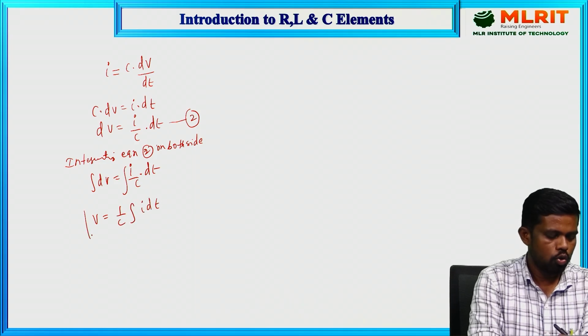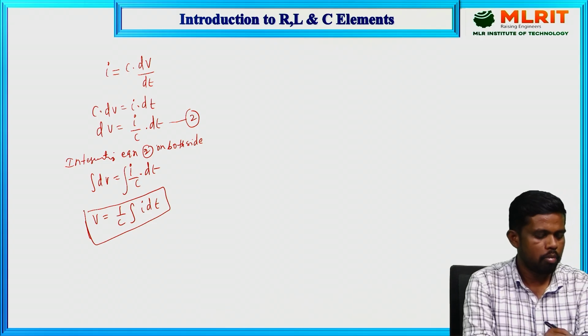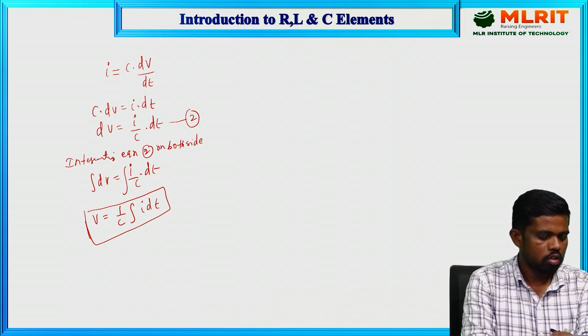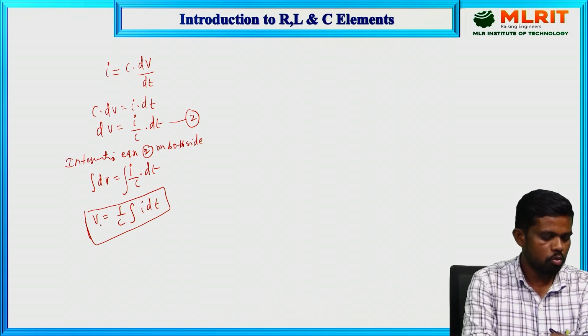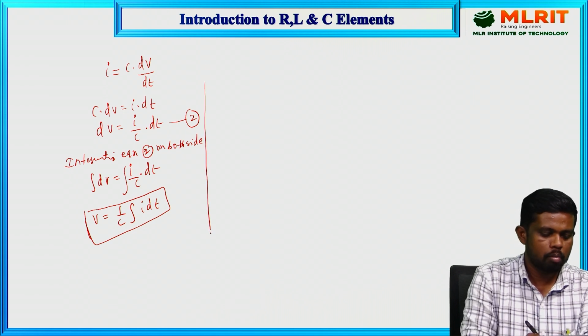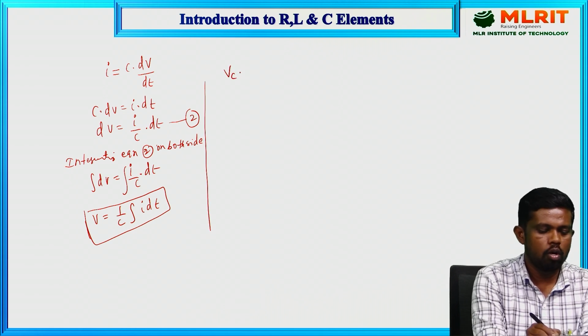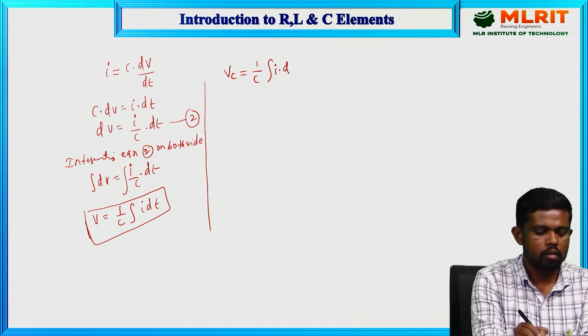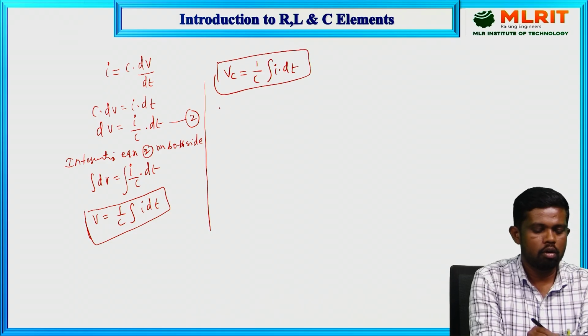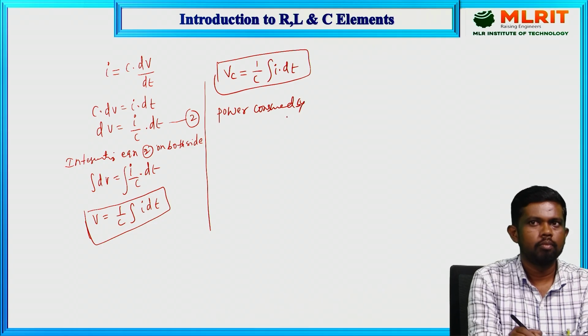So this is the voltage taken by the capacitor, meaning the applied voltage given to the capacitor. This much voltage appears across the capacitor plates, that is simply Vc equal to 1 by C integral I into dt. So this is the voltage across the capacitor. Based on this, we need to find out the power consumed by the capacitor plates.